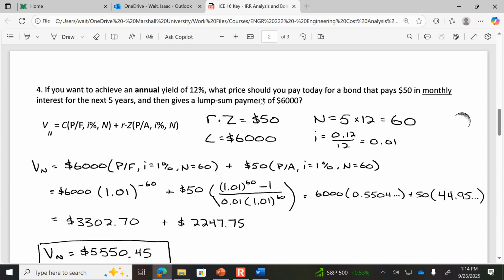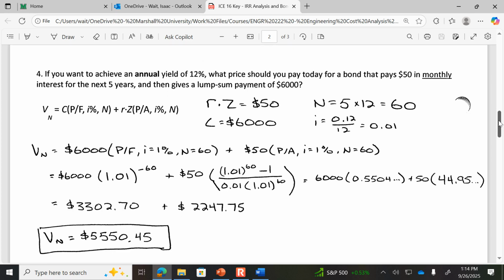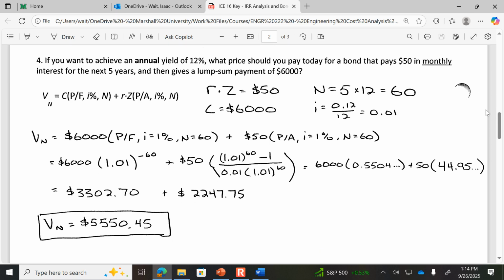So if somebody's going to give you $6,000 in 5 years, and they're also going to give you $50 a month, how much is that worth now if you want your overall rate of return to be 12% per year? Or in other words, 1% per period. That would be a very nice rate of return. So in order to achieve that return, you shouldn't pay them any more than $5,550. If you pay more than that, then effectively what that's doing is it's bringing down your rate of return to less than 12%.